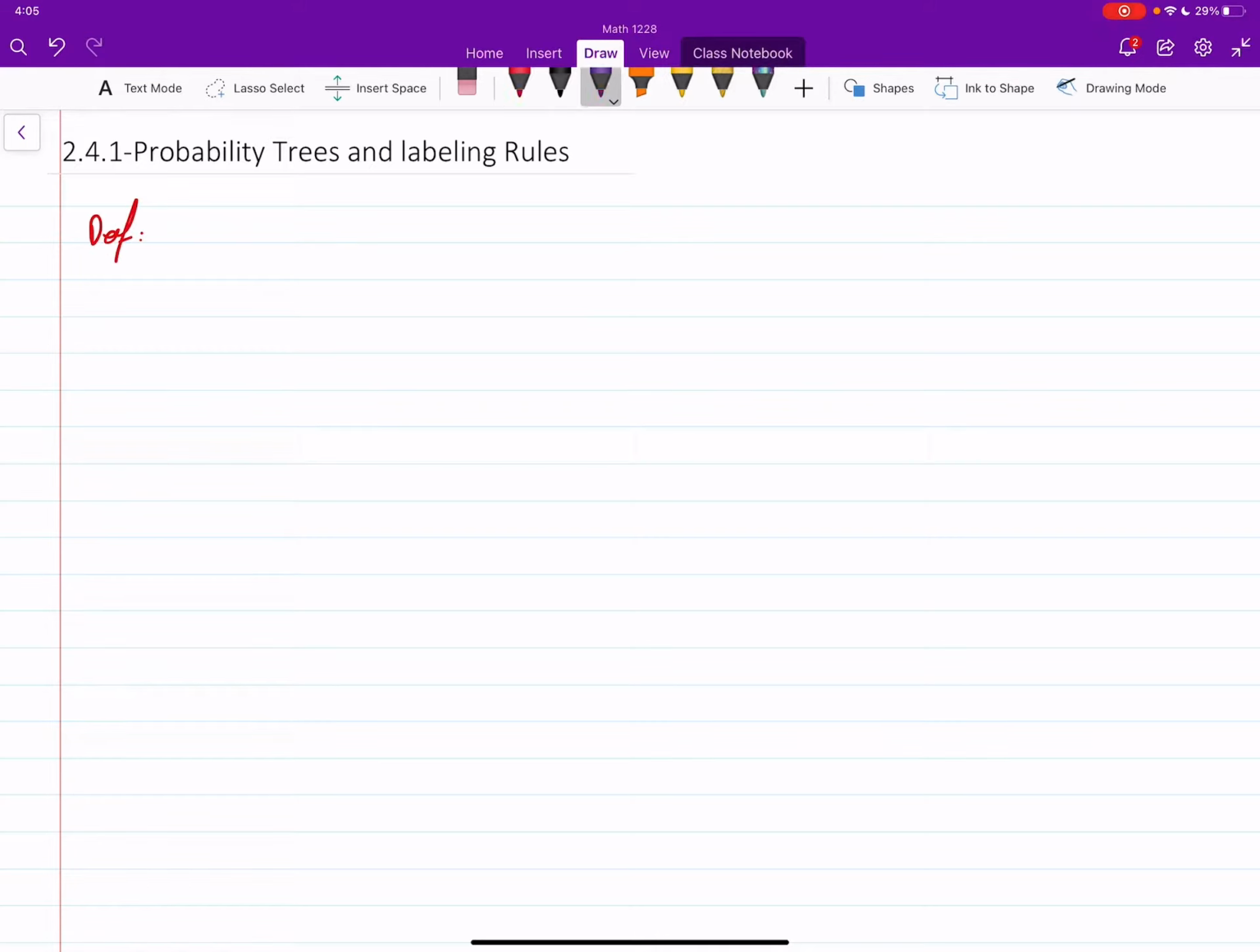It's just a terminology, maybe a fancy way of saying a sequence of stochastic or probabilistic experiments is called a stochastic process.